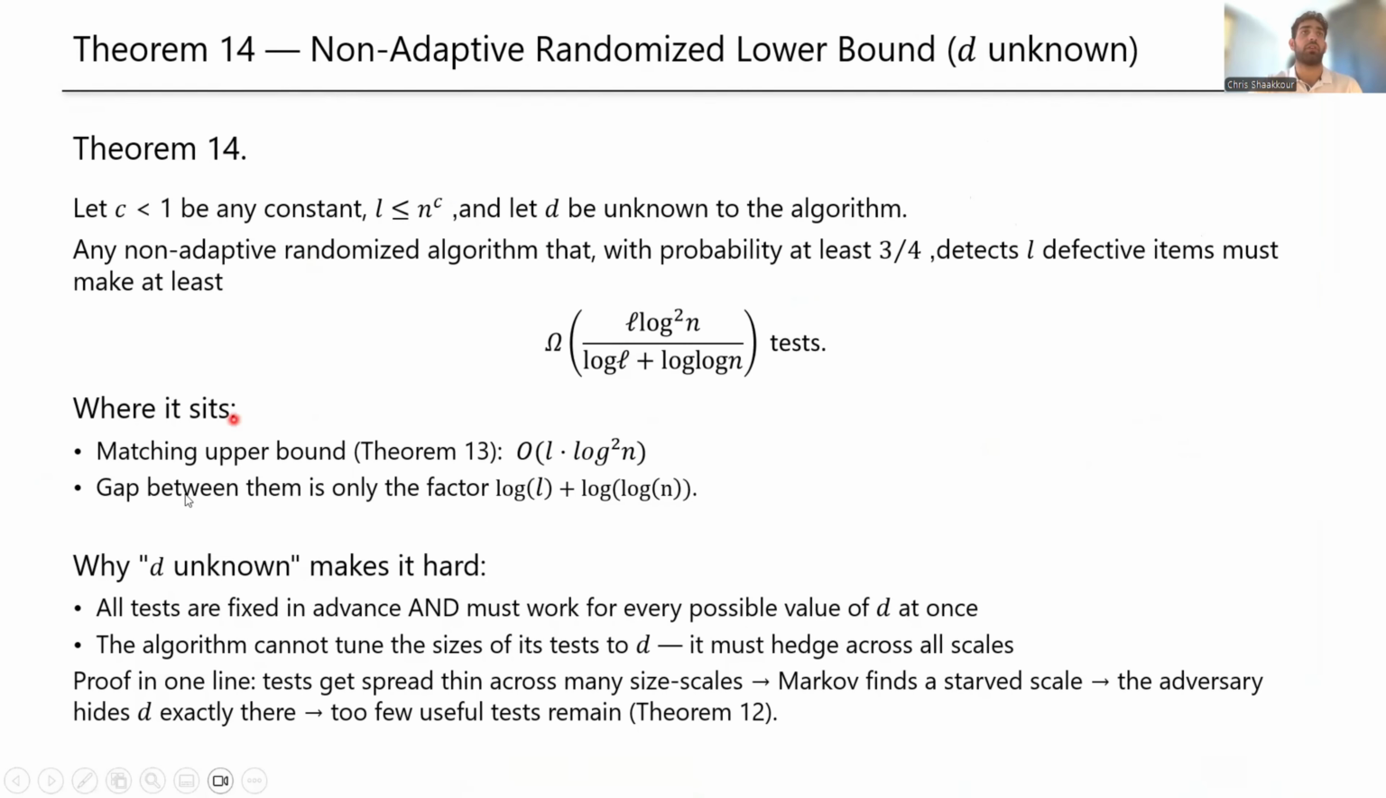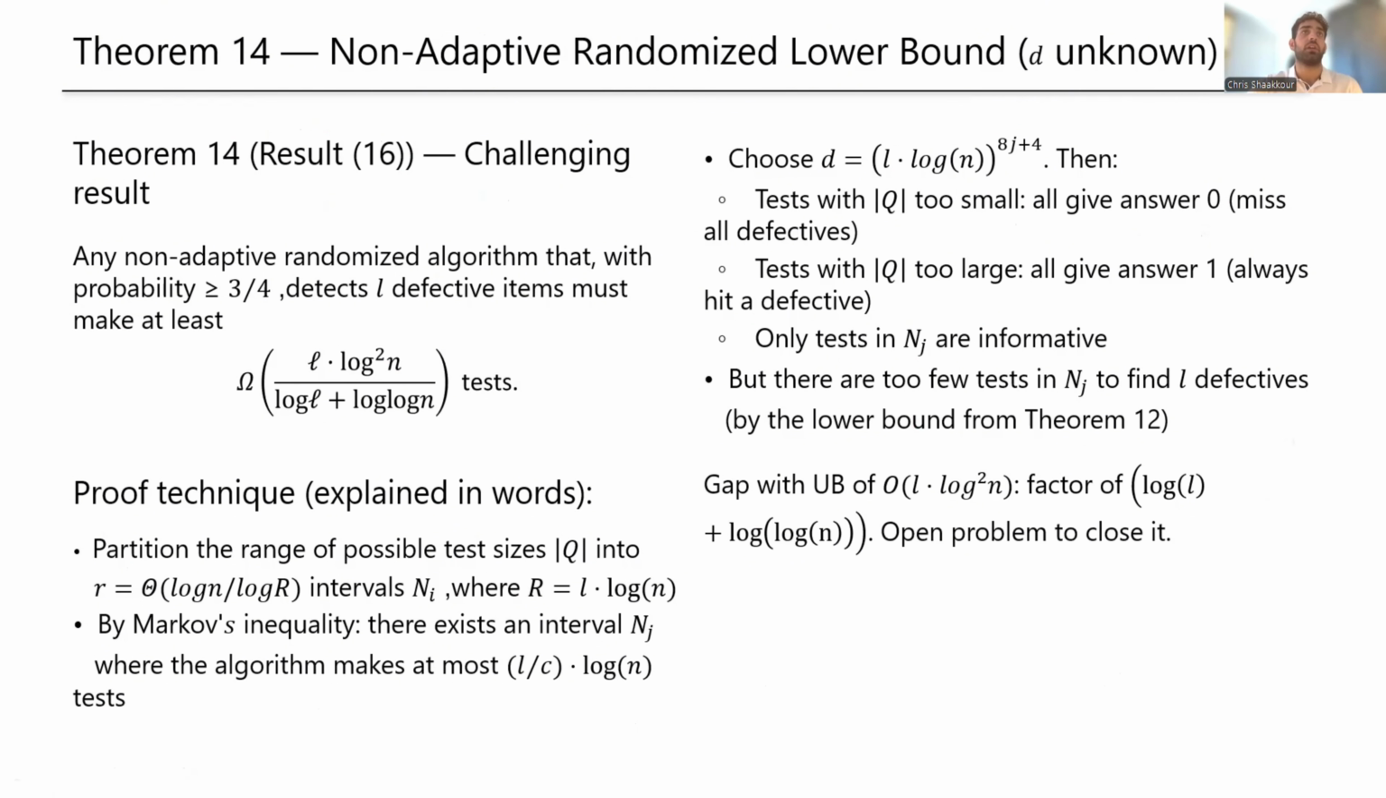So now we have theorem 14, why D is unknown makes it hard. Okay, so let's go over the short proof of it. So the proof technique will explain the word. So partition the range of possible test sizes Q into R equals log n divided by log R intervals, N_i, where we take all the tests and we divide them into intervals. And the test sizes of these intervals is the sizes of Q.